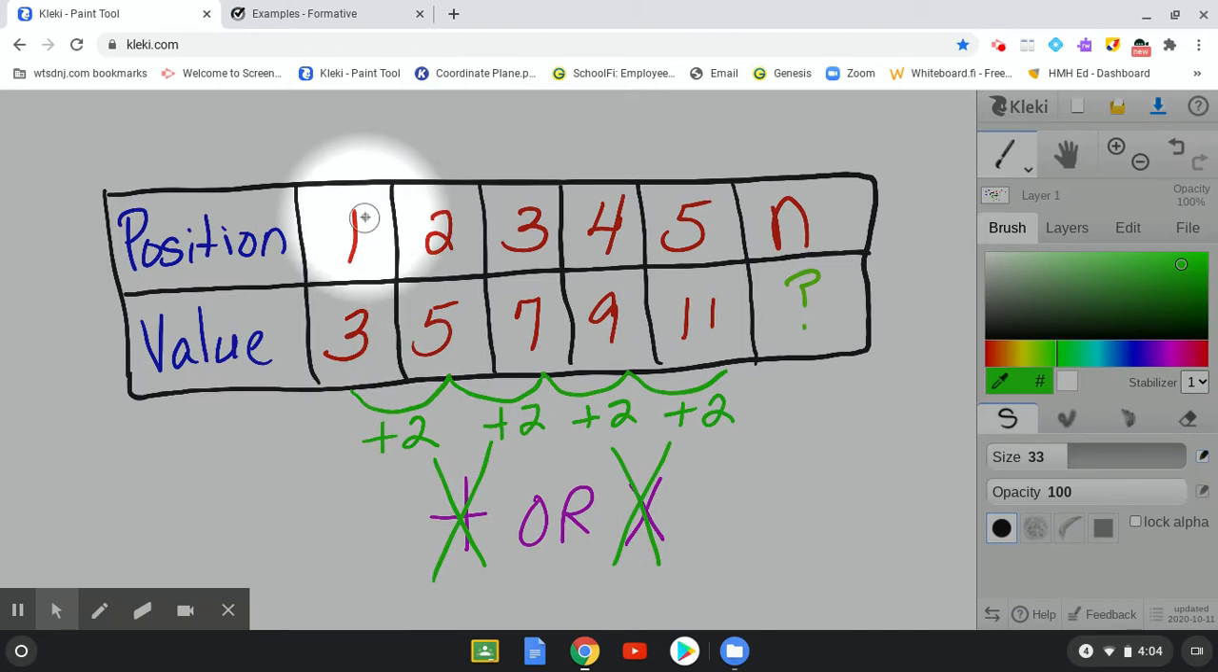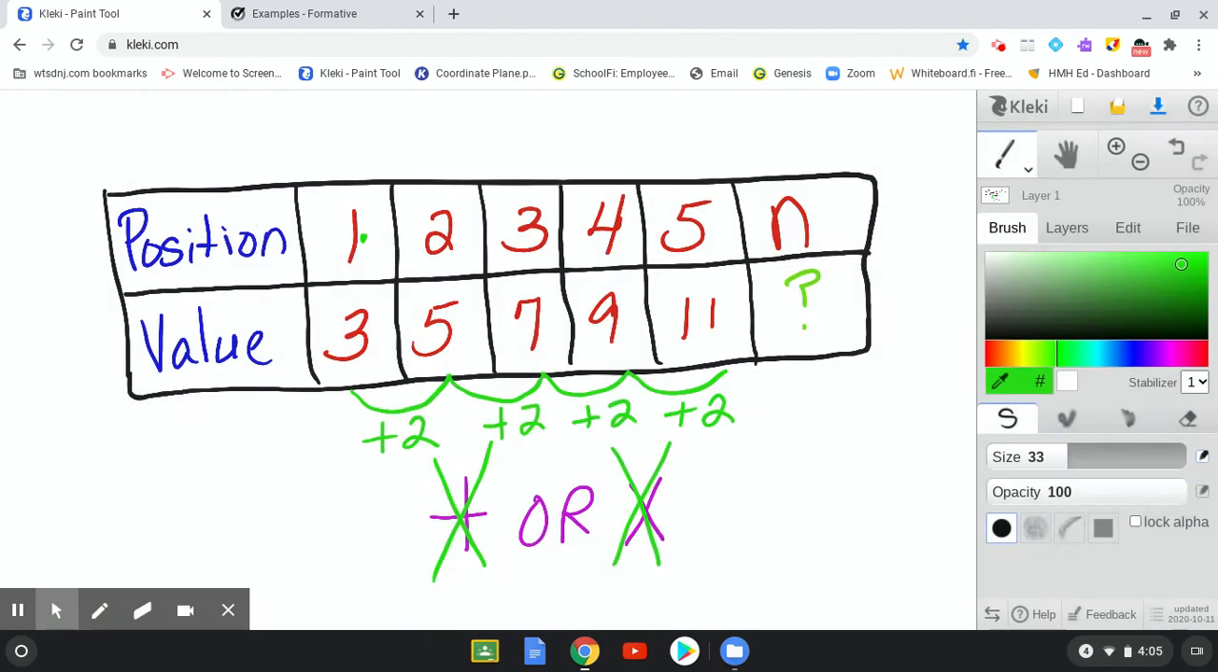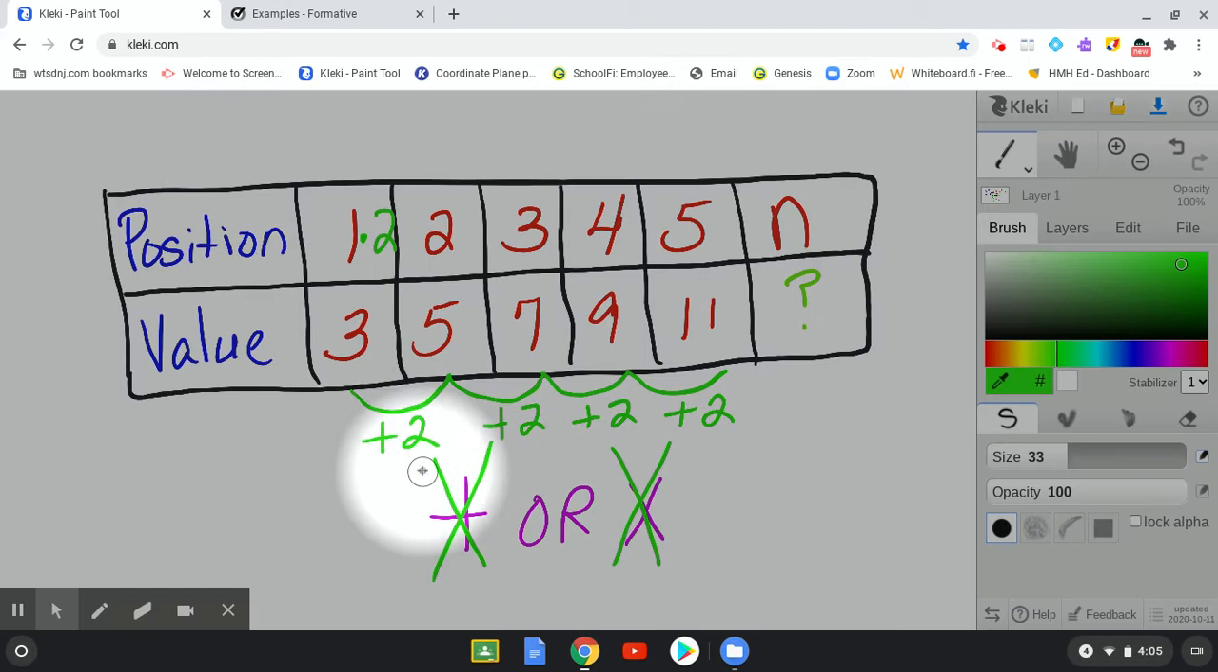So now, listen carefully. This does not mean I'm taking my 1 and adding 2. Yes, it says plus 2 down here, but what that's going to tell me is I'm going to multiply my number on top by 2. I'm multiplying it by 2. Okay? Even though it says to add, we're multiplying it. So I'm going to take 1 times 2. Well, 1 times 2 does not give me 3 though.